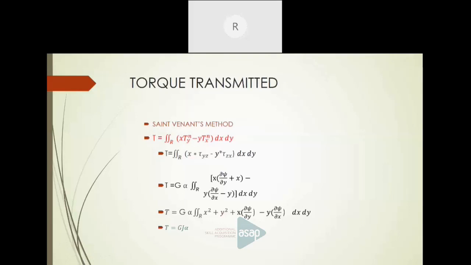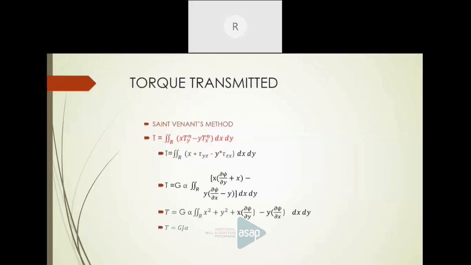Okay, so they are at a distance x and y from the origin, right? So what are their moment distances or perpendicular moment arms? They are x and y. You have to take the corresponding moment arm and multiply it with the shear force. Then you will get the total moment due to shear forces. This should be equated with torque. Then you will get the equation for torque.